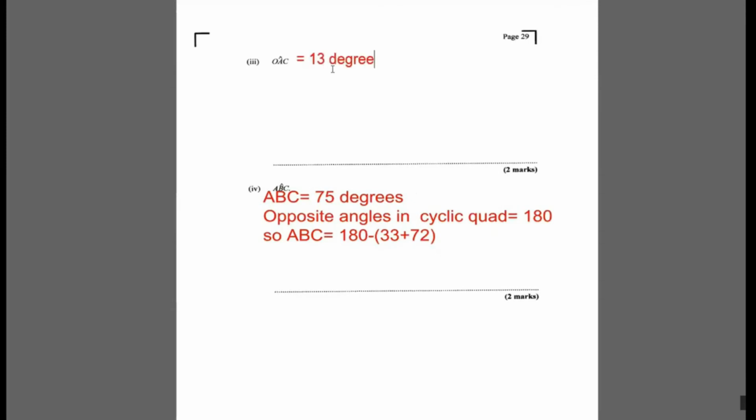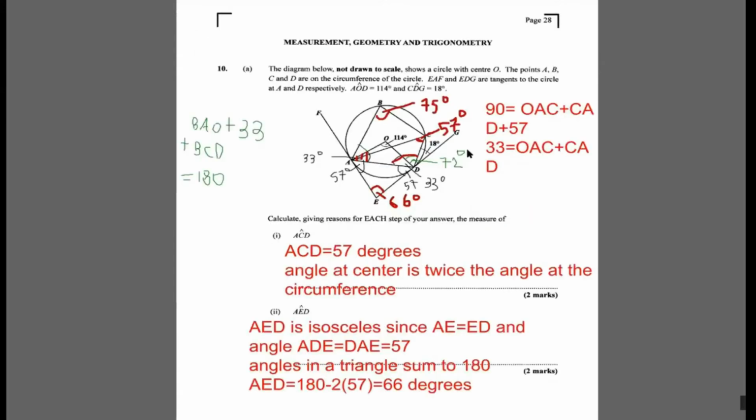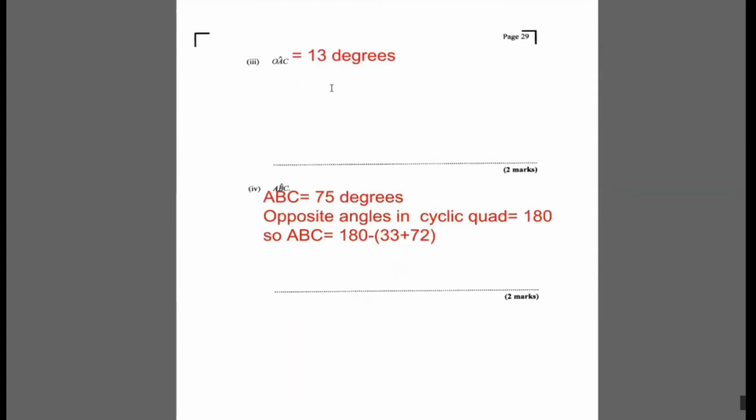Why is it 13? Because 33 is OAC plus CAD. That's because 33 was equal to angle OAC plus CAD. But we just found that CAD is 20.